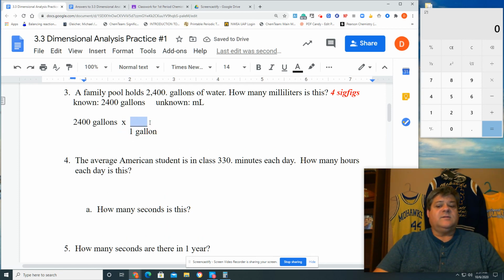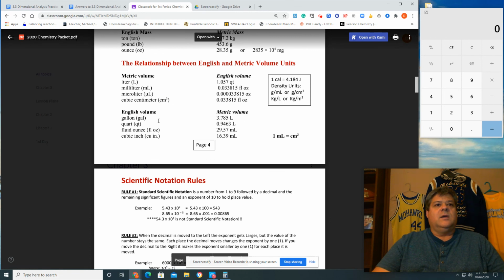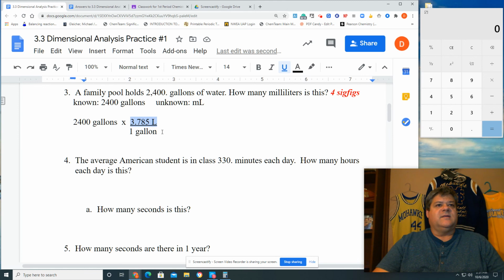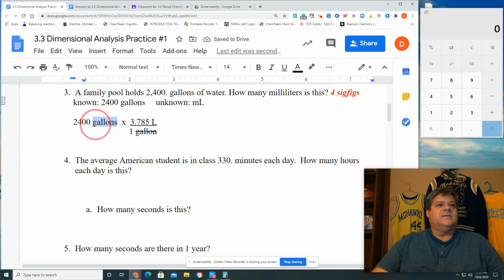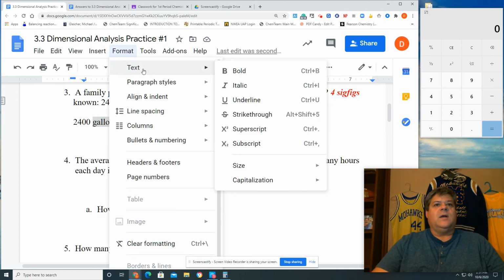Do you remember what that was? It was 3.785 liters, and we're going to underline that. Let's double check to make sure that was right. Going back to it right here, 1 gallon equals 3.785 liters. Yep, that's correct. So now I can get rid of my gallons because the gallons are over top of each other, which represents 1.